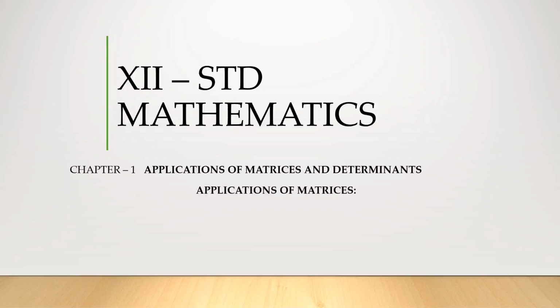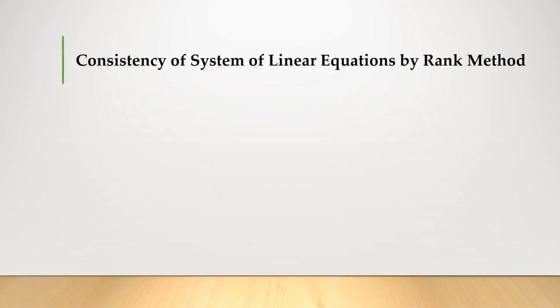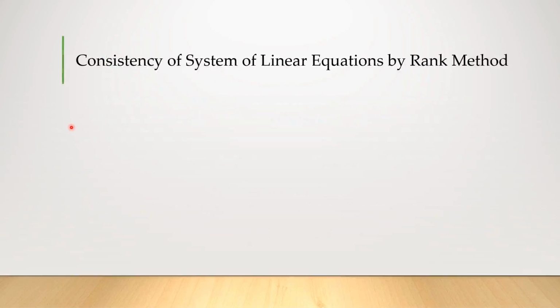In that, applications of matrices, consistency of system of non-homogeneous linear equations by rank method. Rank method we have already learned. Here, now, non-homogeneous linear equations. Non-homogeneous means that in an equation, after the equal to sign, we will have some constant values. Let us see the consistency of system of linear equations by rank method.